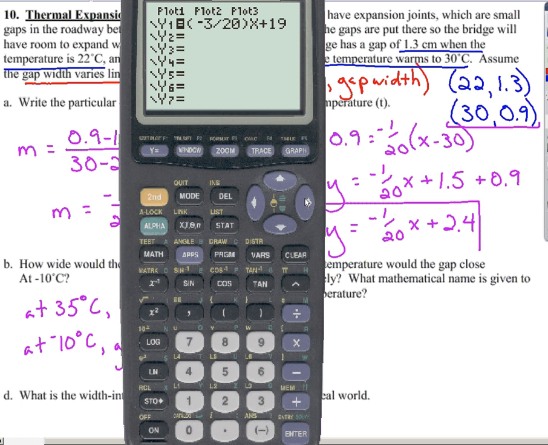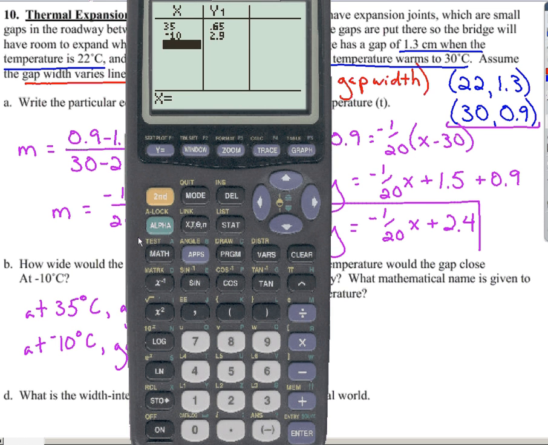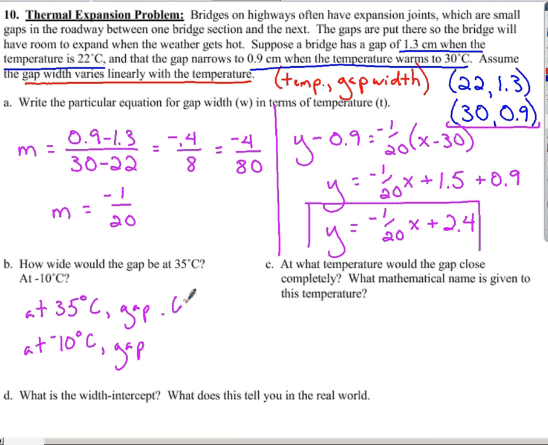So basically I'm taking that out, making that a 1. We're adding on 2.4 here, right? That all looks good. Go to the table now. In the table I'm entering 35 for x and negative 10 for x. And we get 0.65 and 2.9. Let's see, what's the units of measurement on that? It is centimeters, right?